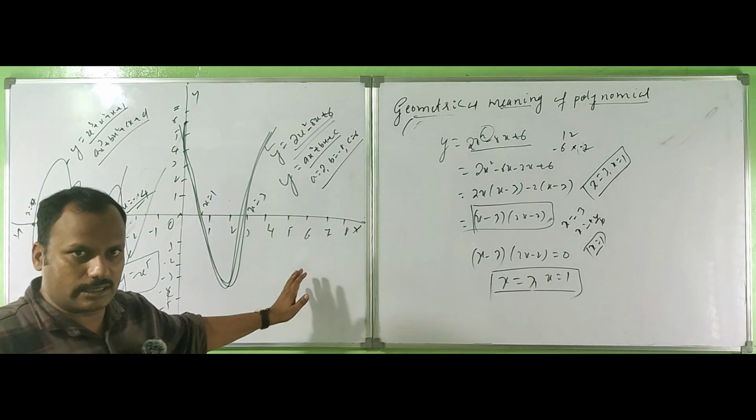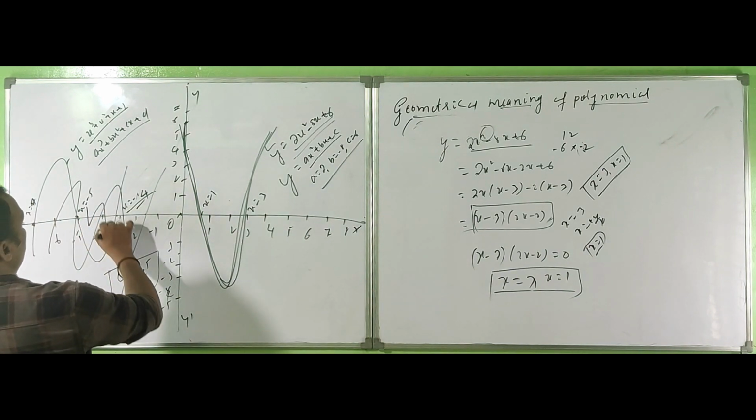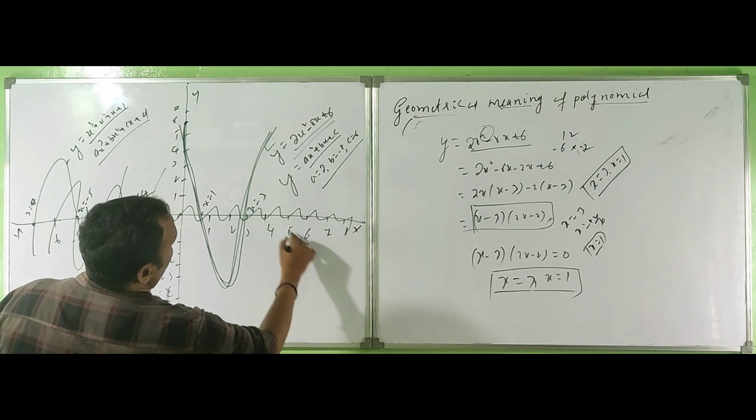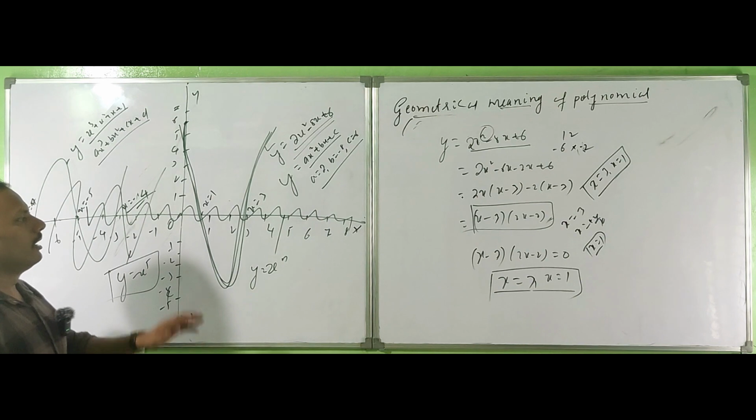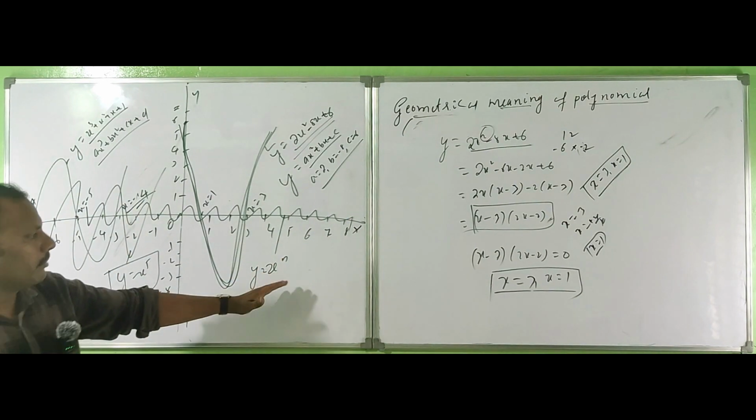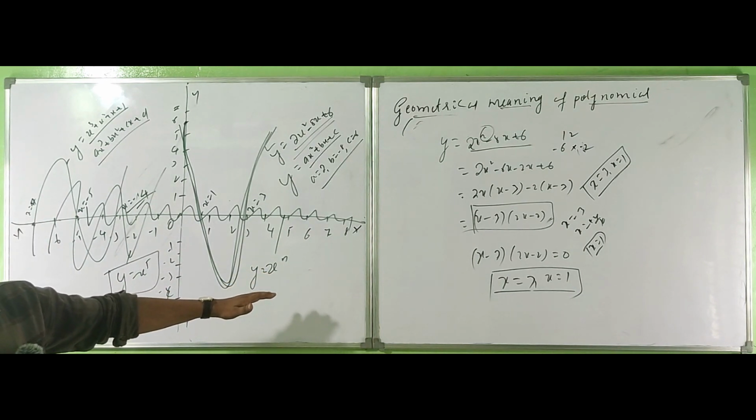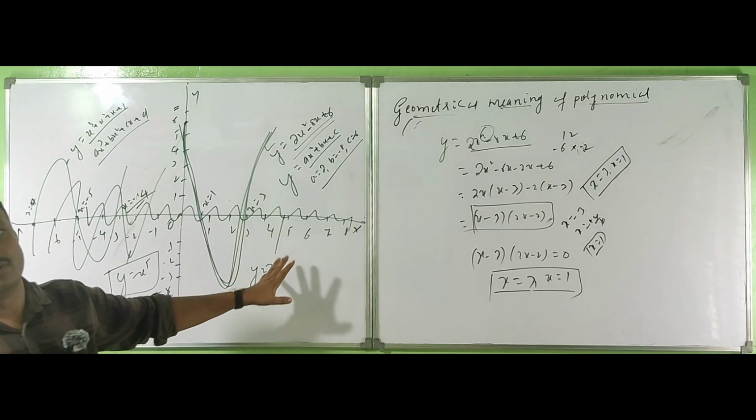If the degree is n, we will get a curve, whatever it may be, x to the power n. How many points does it cut the x-axis? That is the number of the degree we have in this equation. That is the beauty, the geometrical meaning of a polynomial.